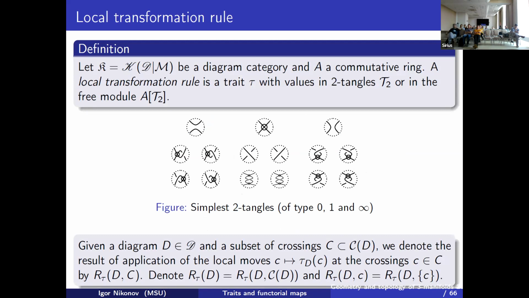We consider a diagram category and a set of combinations of two-tangles over some commutative ring. So a trait with the values in this combination is called a local transformation. Then we can consider replacement according to this transformation rule. For each crossing in a diagram, we have the corresponding two-tangle, and we can replace the crossing with this two-tangle. We can replace all the crossings, and we have tau of D, a new diagram, or we can replace only one crossing.